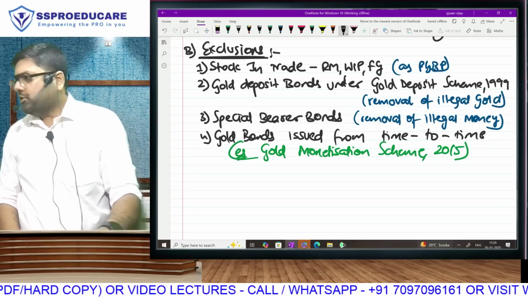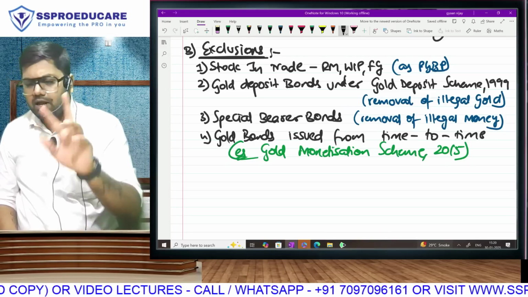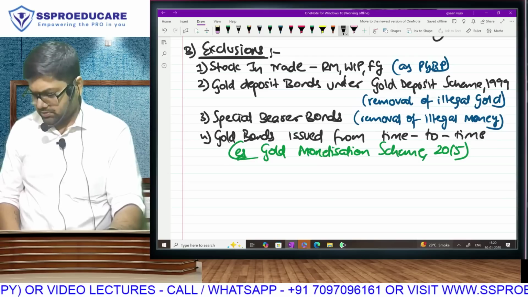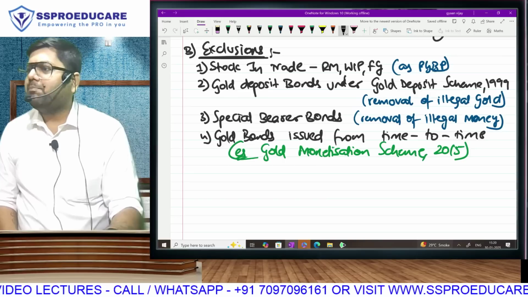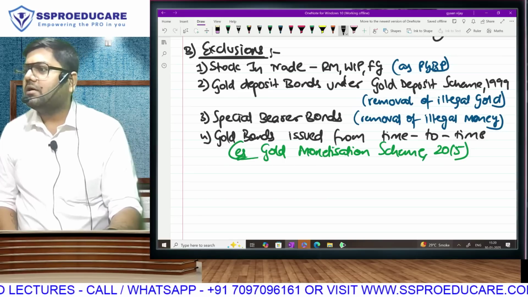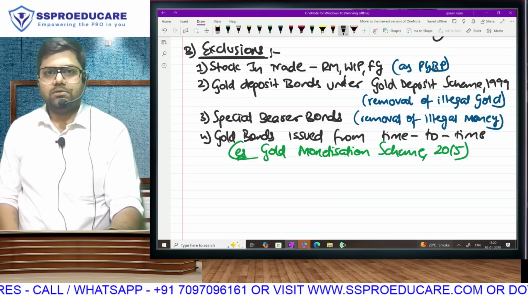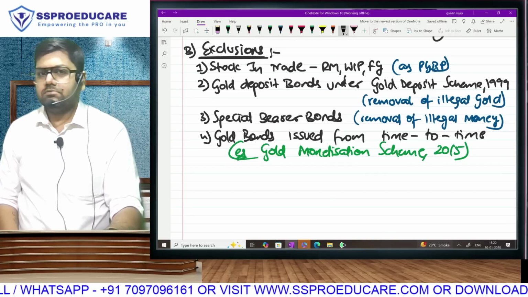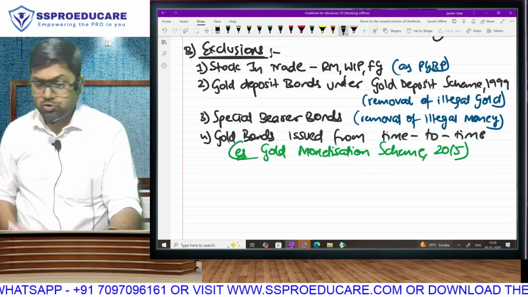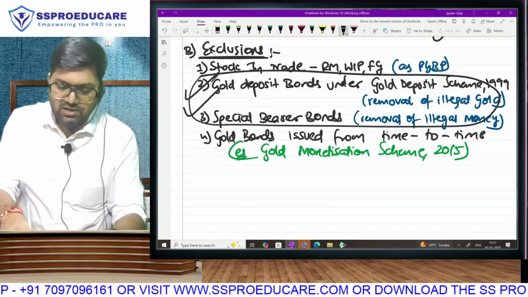Do not compare point 2 and point 4, because you won't find anything common in their meaning except the two words gold and bonds. Other than these two words, there is absolutely nothing in common. They are two different concepts altogether. In fact, the other two have more in common, because this is illegal gold, illegal money.